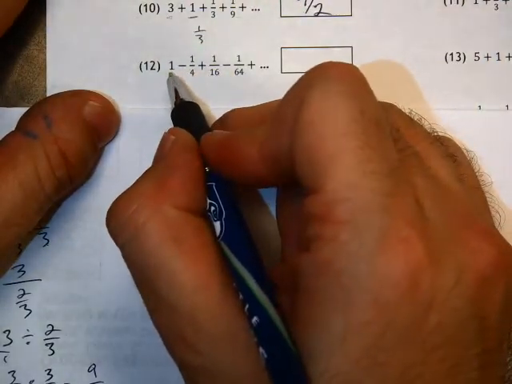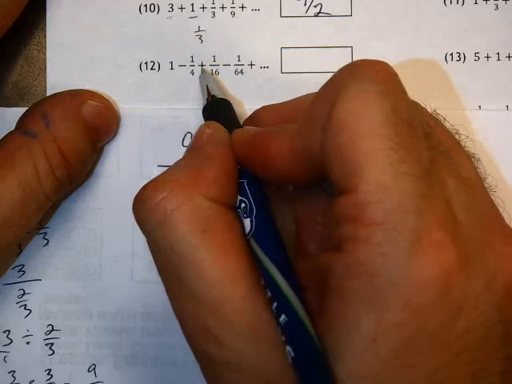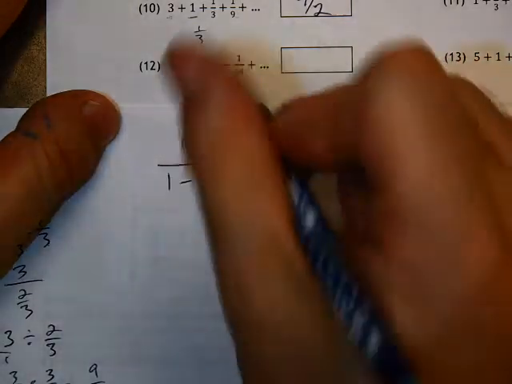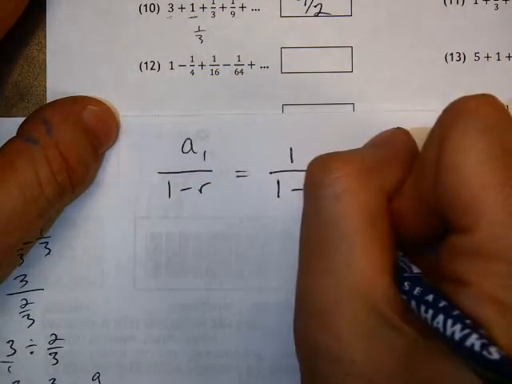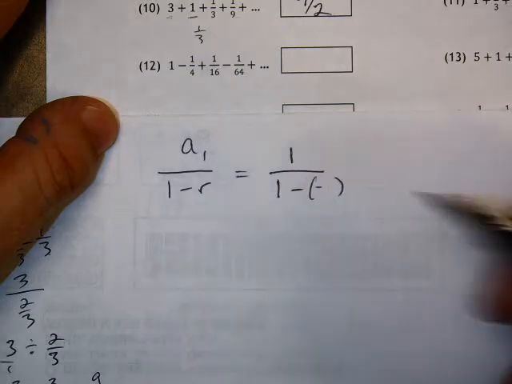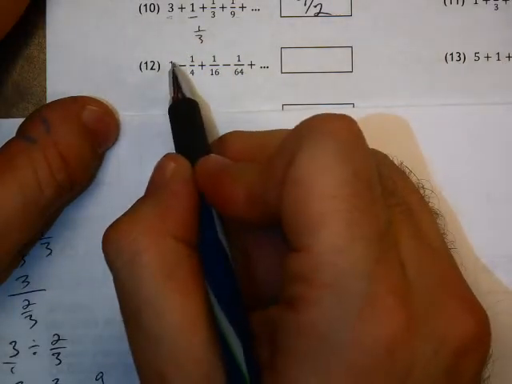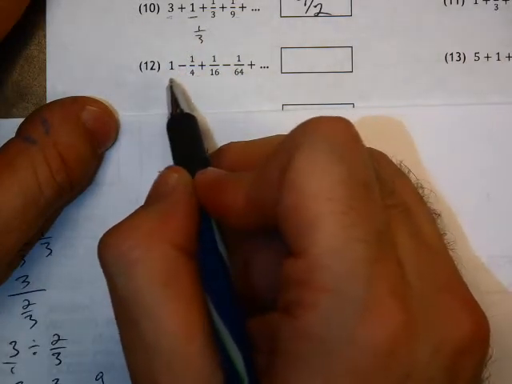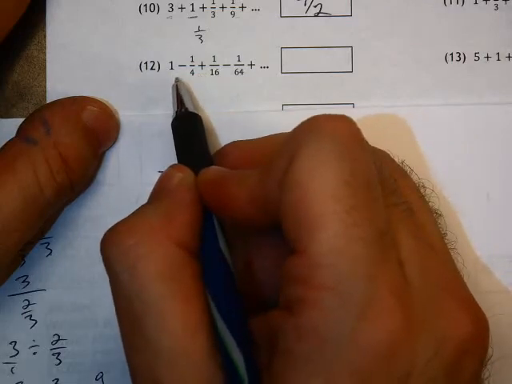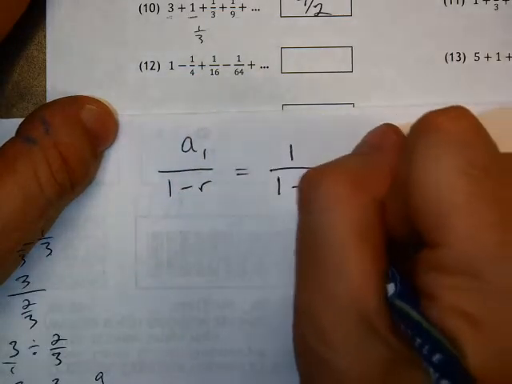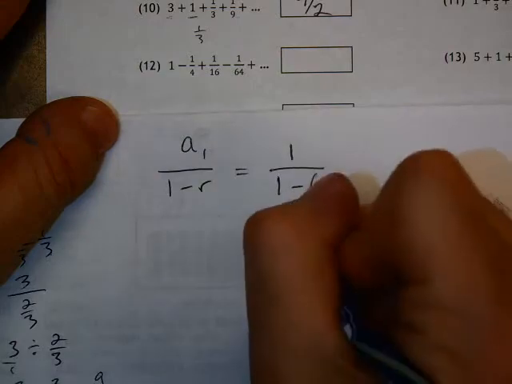Notice I have positive going to negative, positive, negative, which means that I'm multiplying by a negative value. So there should be a negative something in there. And going from 1 to 1/4, that's using a fraction of 1/4. I'm multiplying by 1/4 each time. So this is now negative 1/4 inside.